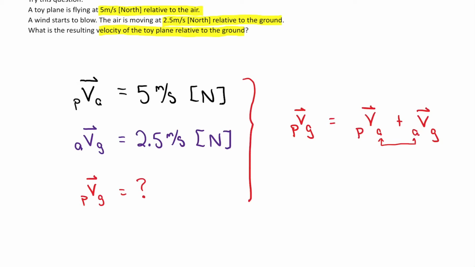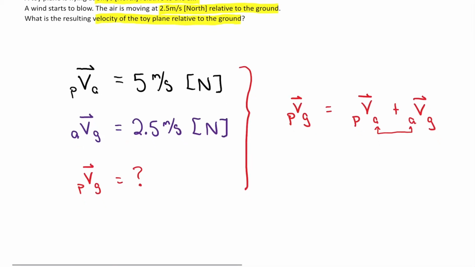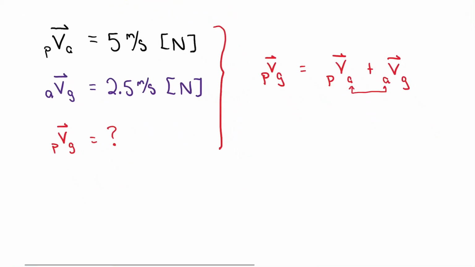Now to practice our arrow drawing, this one we could do in our head. It's literally just 5 plus 2.5. But to practice our arrow drawing, draw the first vector. That's the 5 pointed in a northern direction. Oops, pretend that's a straight line. So that's a length of 5 meters per second. Where that ends, we're going to add the next one, 2.5.